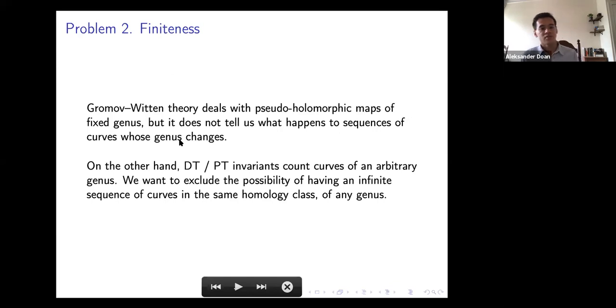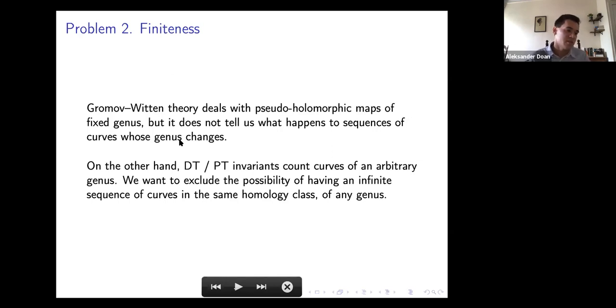So from the viewpoint of Gromov-Witten theory, these curves all live in different moduli spaces. There is no way of controlling that. On the other hand, in these sheaf counting theories, the Donaldson-Thomas or Pandharipande-Thomas theory, the invariants do not distinguish between curves of different genera. It says fix a homology class and look at all subschemes in a given homology class. They can be disconnected. They can have components of different genera and so on and so on.